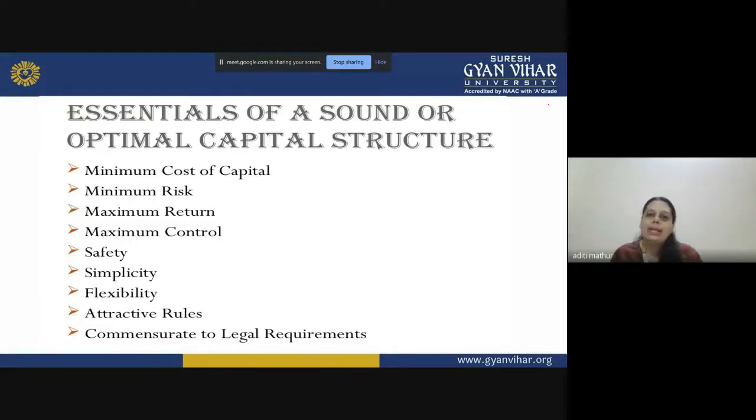So let's just have a quick recap on what all points are there. Number one, minimum cost of capital. Number two, minimum risk. Number three, maximum return. Number four, maximum control. Then safety, simplicity, flexibility, attractive rules, and the legal requirements should be complied with. Right? So if all these characteristics are there in your capital structure, be tension free, because you have a sound capital structure in your organization.